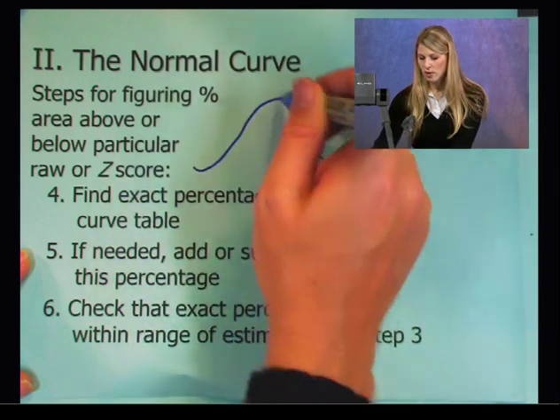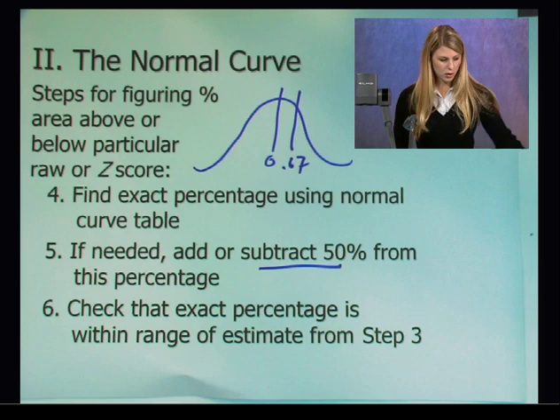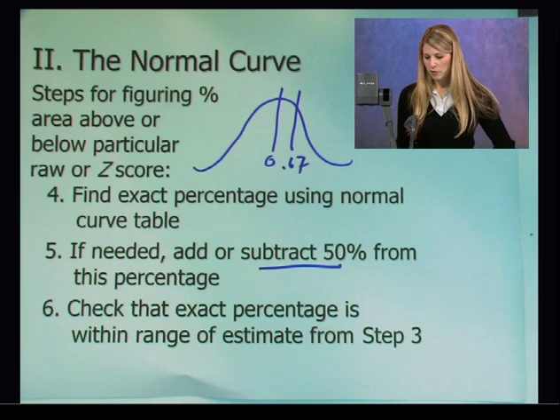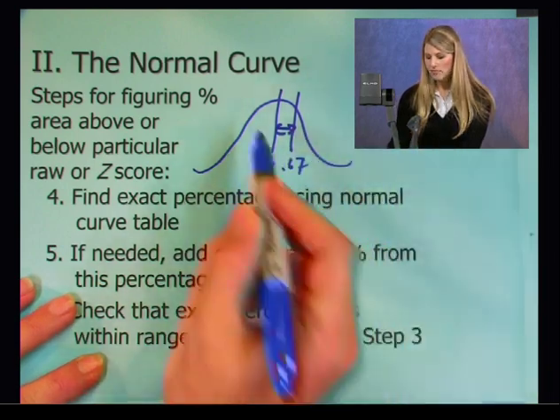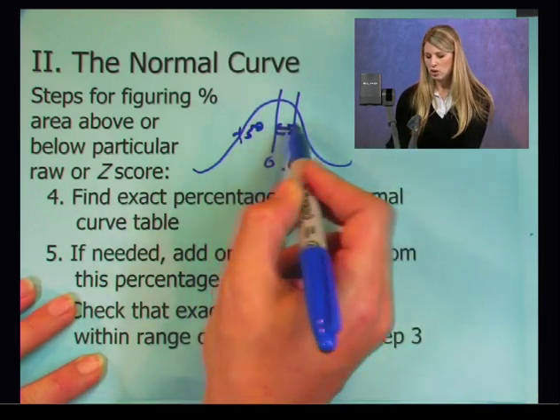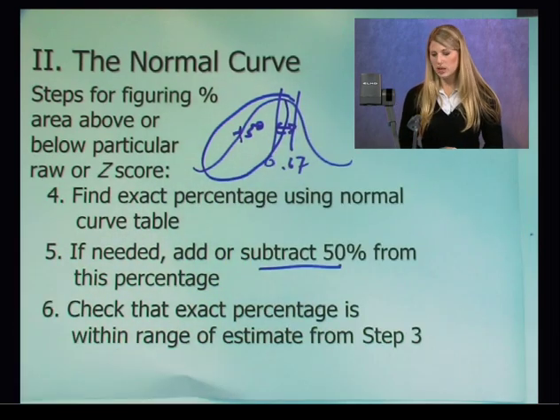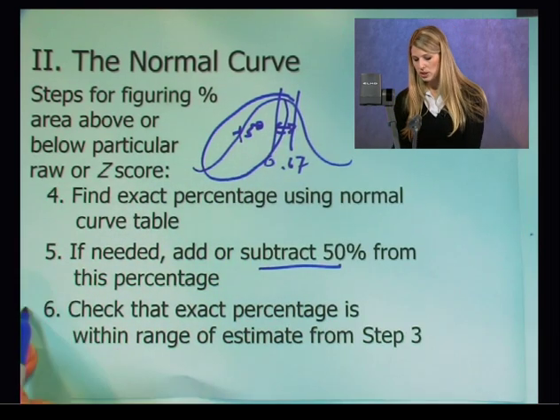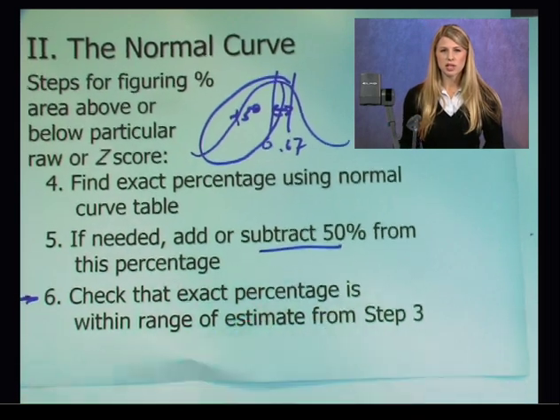So in my example, my score is here, 0.67. You go to your z table. Like we did before, it gives you the area to the mean, okay? And then you have to add 50% to that to find the total area below my score, or the total percentage below my score. And step number 6 is to check the exact percentage with your estimate, okay?